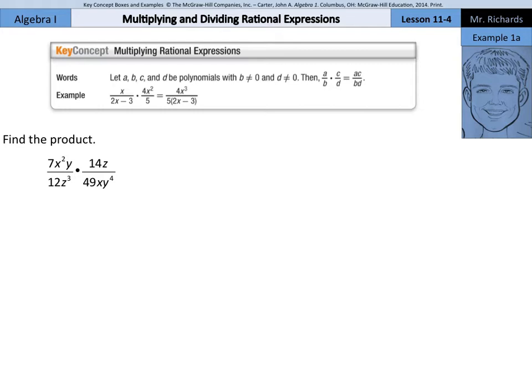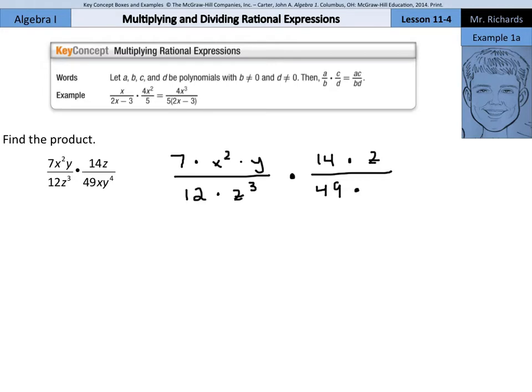So if we rewrite this, kind of spacing it out a bit, we would have 7 times x squared times y over 12 times z to the third, and that's going to be multiplied by 14 times z over 49 times x multiplied by y to the fourth.